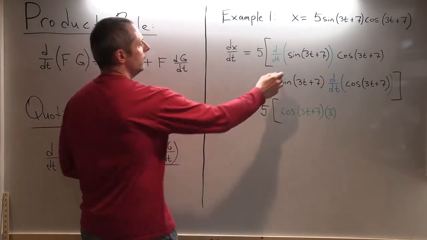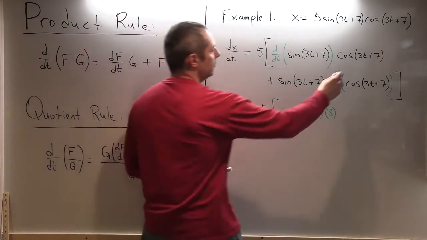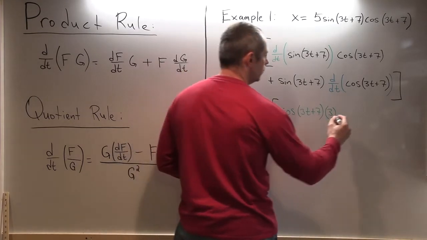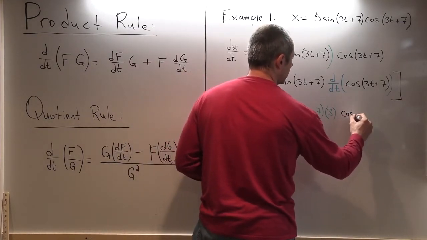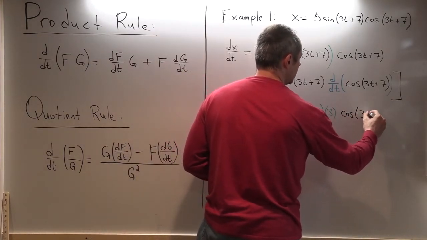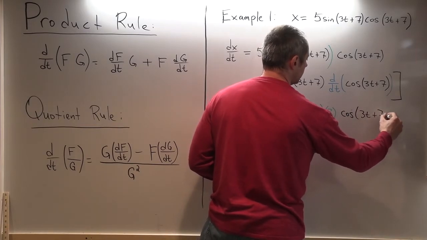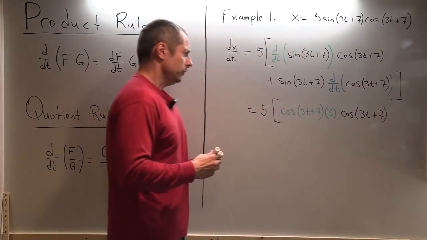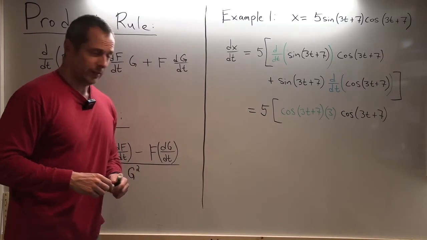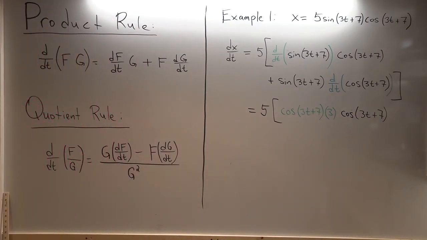So there is the derivative of the first function, but then I still have the second function right here, the cosine of 3t plus 7. I'm just going to come to the camera to make sure the green is clear enough. Yeah, I think so.